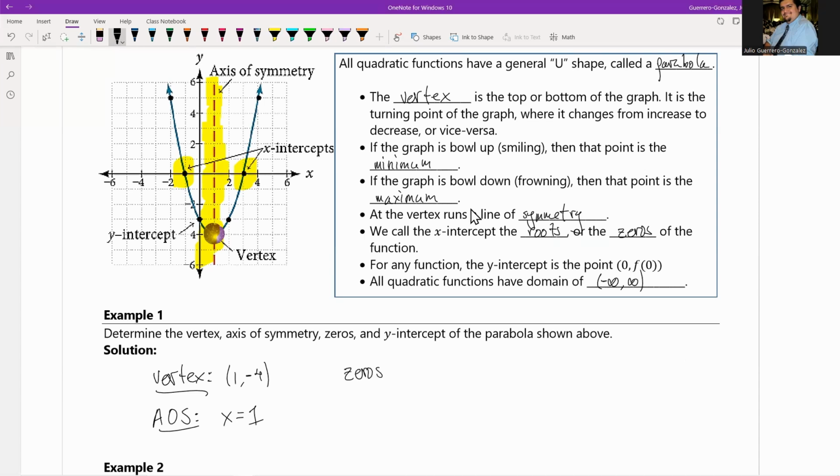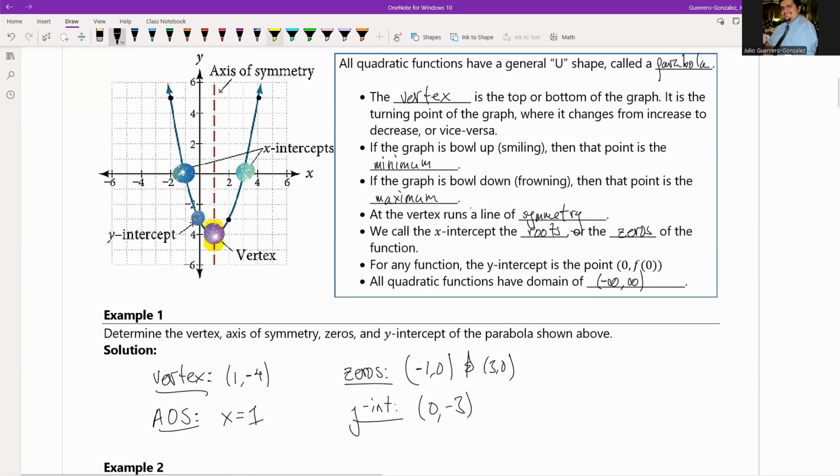Zeros. We want these two points right here, and I'm going to do it with my space pen again. Bam and bam. Those are going to be (-1, 0) and (3, 0). And then the last point is the y-intercept. Hopefully you guys see that. That's going to be that point right there, and that point is going to be (0, -3).